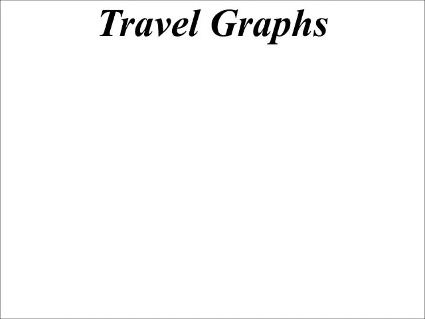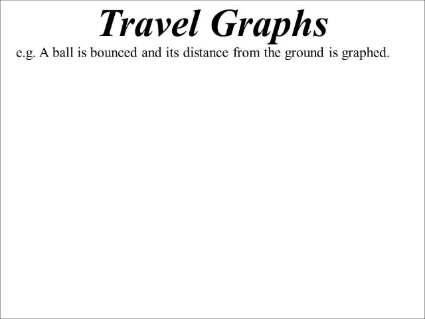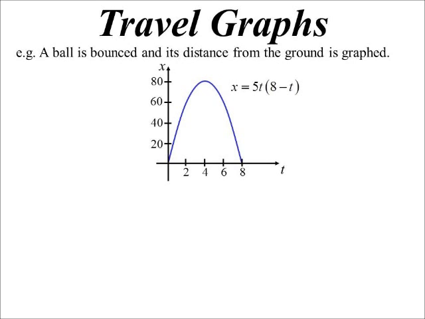Take a bit of time to look at travel graphs, which of course you saw way back in junior school, but they were very simple things, usually just straight lines. But there's no reason why a travel graph has to have straight lines. If we were to get a ball and bounce it and graph its distance from the ground, it would actually turn out to be a parabola. So we don't always get straight lines.